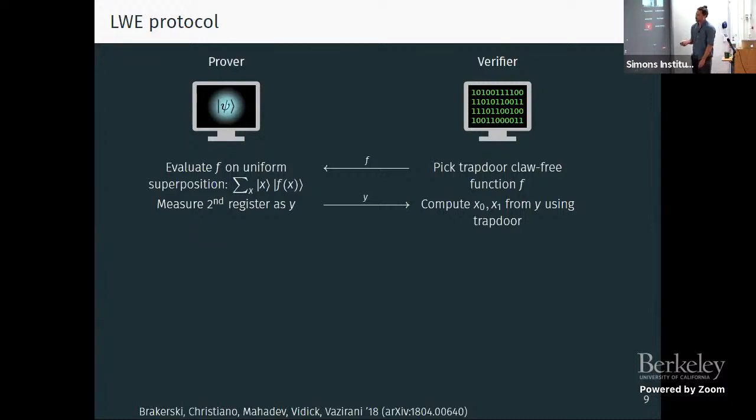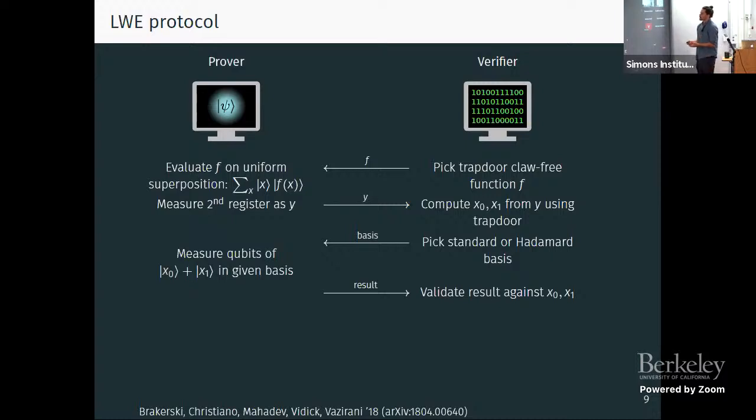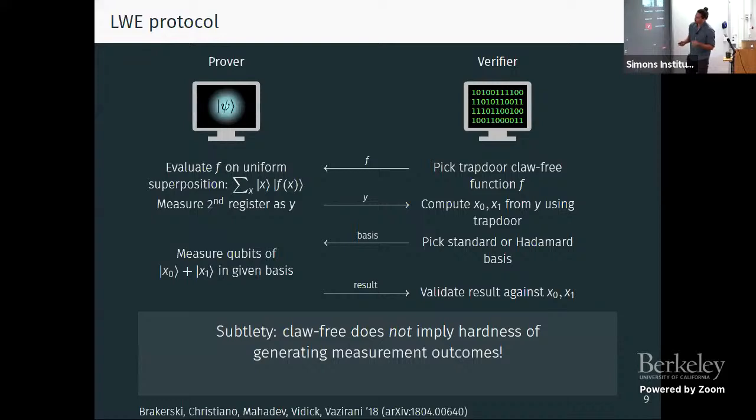This is the original protocol from these 5 authors that Ermila was already discussing, which you can build based off of LWE. Essentially, we pick either the standard or the Hadamard basis and send it over to the prover. The prover measures each of the qubits in the superposition in that given basis, sends the result back, and the verifier validates that result against x0 and x1. This works for the TCF based off of LWE, but there's a subtlety, which is that the claw-free nature of this function f does not actually imply that it's hard to come up with these measurements directly.